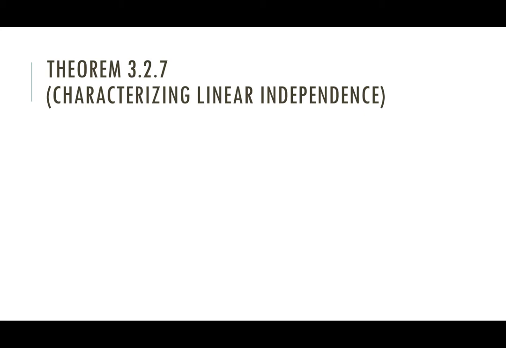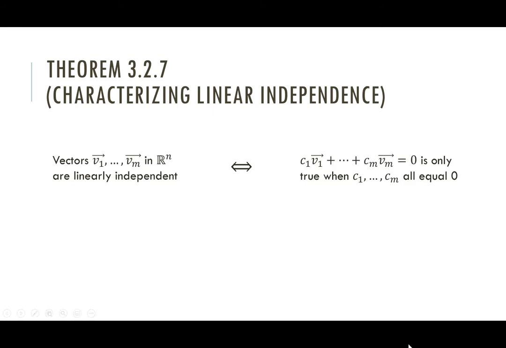This is a theorem that gives us a way of characterizing linear independence different from just the definition that we were given. So in this theorem, the claim is that vectors v1 to vm are linearly independent. The idea is that this is equivalent to saying that if a linear combination of those vectors equals 0, then that can only happen if the coefficients in that linear combination were all 0 to begin with. So the claim is that these two are saying the same thing.